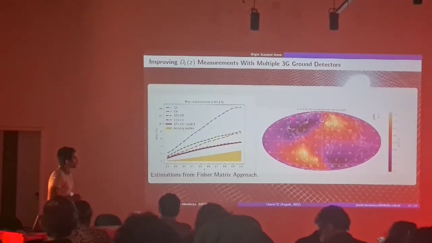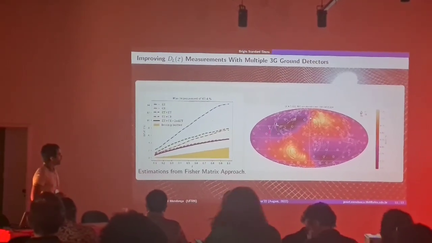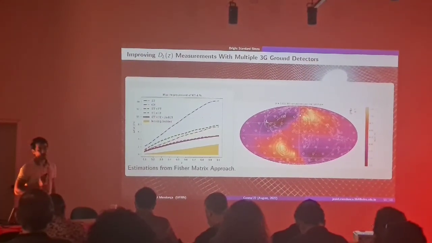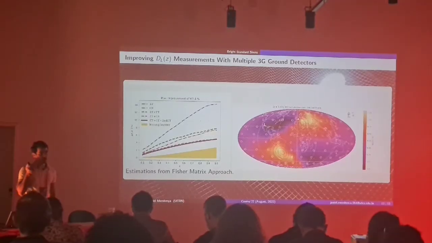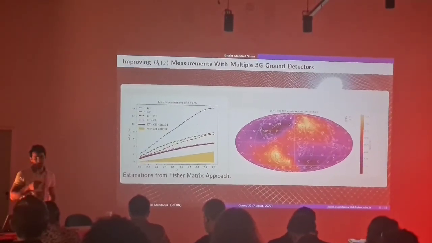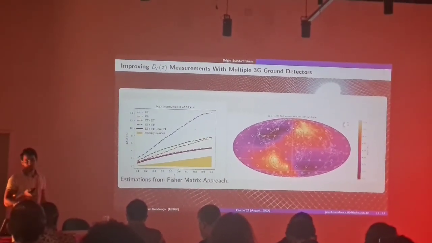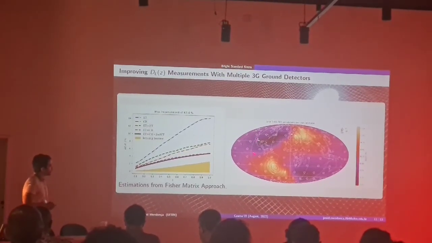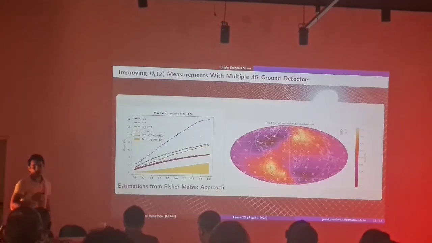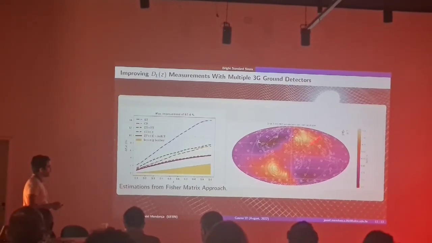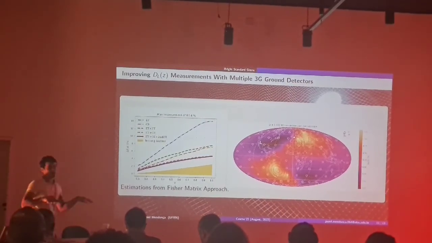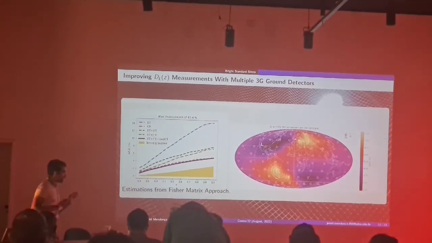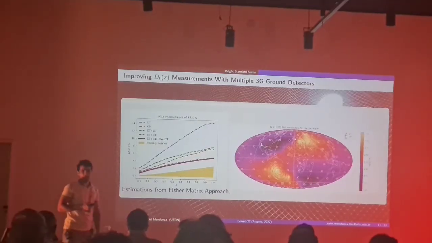If we have an Einstein Telescope here in Europe and a Cosmic Explorer here in the US, what will be the best place of a third detector on the surface of Earth in order to have better results in the measurements of luminosity distance? So this plot here shows the dark regions, which are the best place for a third detector, and the lighter ones here are the worst regions to put a third detector. So this is again only a forecast using Fisher matrices.